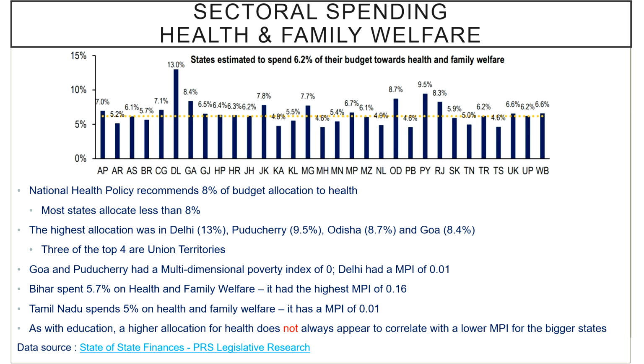Goa and Puducherry had a multidimensional poverty index of 0. Delhi had an MPI of 0.01. Bihar spent 5.7% on health and family welfare. It had the highest MPI of 0.16. Tamil Nadu spends 5% on health and family welfare. It has an MPI of 0.01. As with education, a higher allocation for health does not always appear to correlate with a lower MPI for the bigger states.